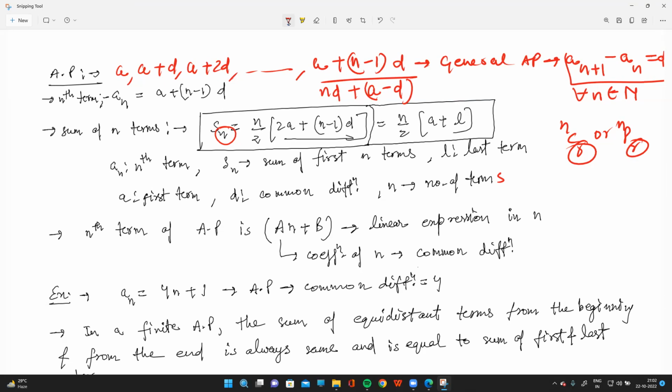मतलब जितनी भी terms हैं, first term के लिए N1 होगा, second term के लिए N2 होगा, third term के लिए N3 होगा. So N is a variable here, right? So you can write your nth term as N into D plus A minus D.